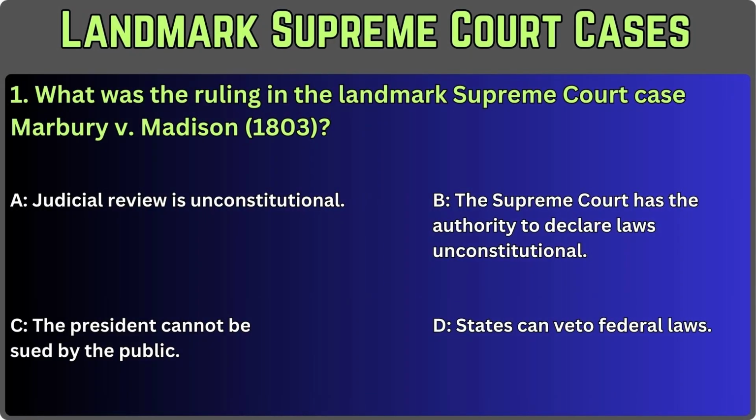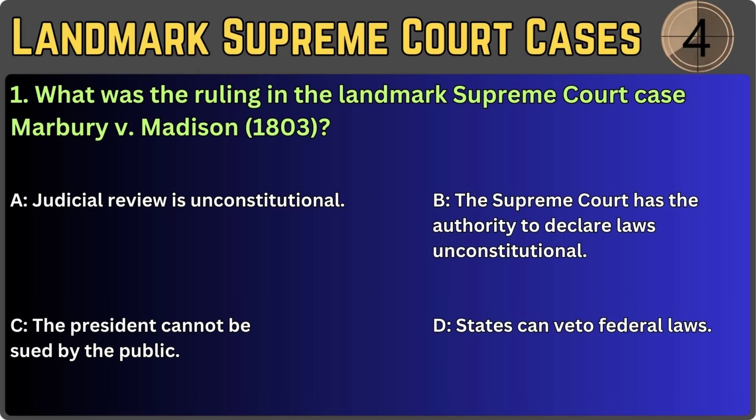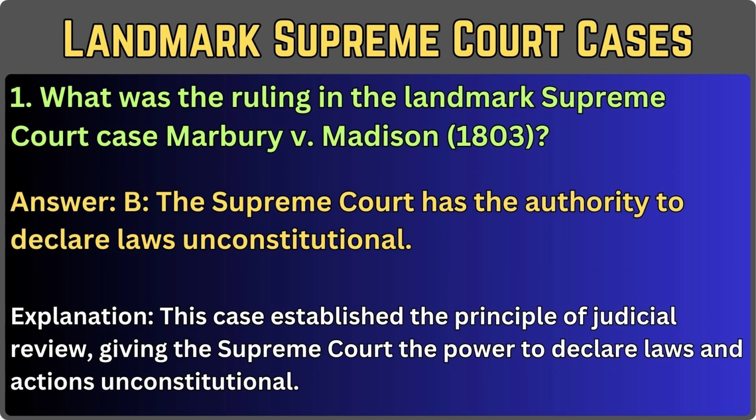1. What was the ruling in the landmark Supreme Court case Marbury v. Madison, 1803? A. Judicial review is unconstitutional. B. The Supreme Court has the authority to declare laws unconstitutional. C. The president cannot be sued by the public. D. States can veto federal laws. Answer. B. The Supreme Court has the authority to declare laws unconstitutional.